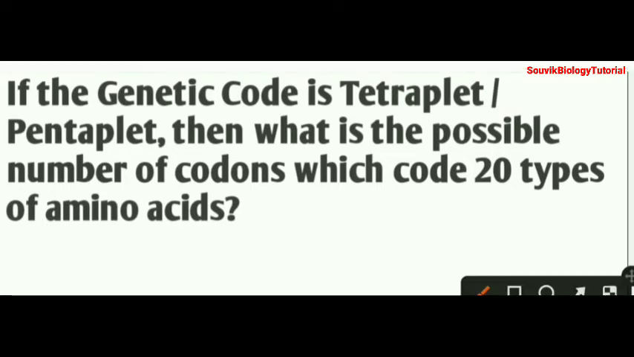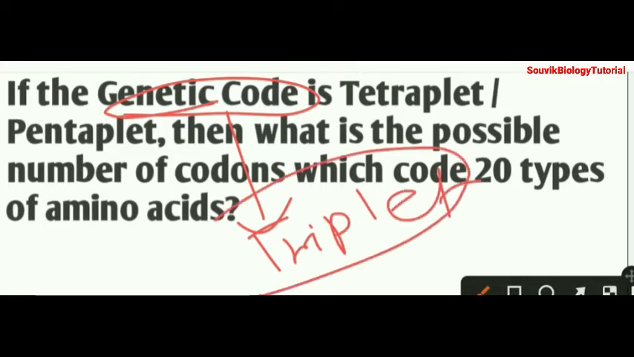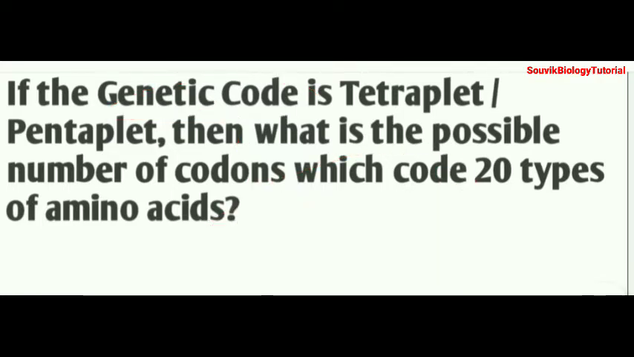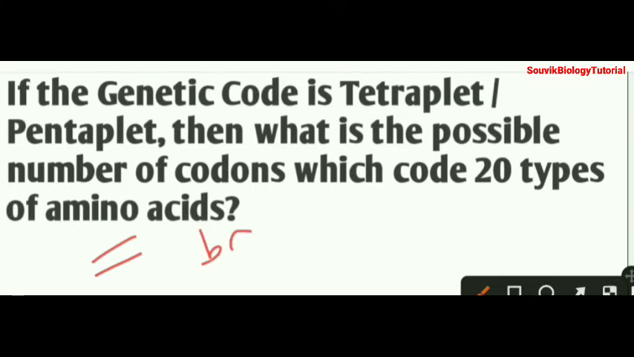We all know this genetic code is triplet in nature. Okay, this genetic code is triplet in nature. Now the question asks if the genetic code is tetraplet. Now you have to remember a very simple formula. Okay, the formula is bases to the power number of codon.